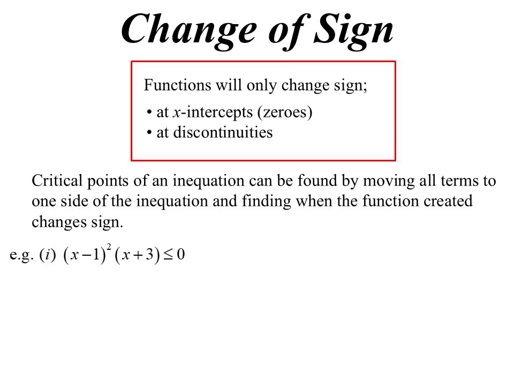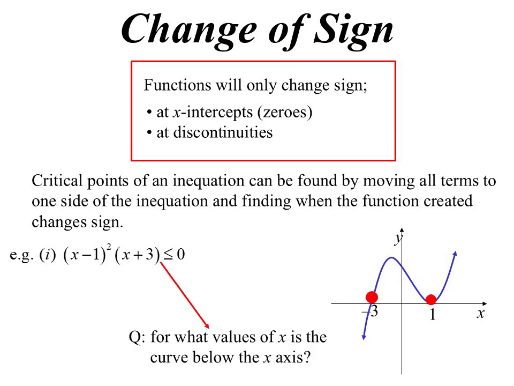If I have to solve an inequation like this, what's it actually saying? If I think of that curve, I know I'm going to have a double root at 1, a single root at -3. It'll look something like that. Again, I'm not overly concerned about the y values, just the x values. We're saying, when is that curve below or on the axis itself?